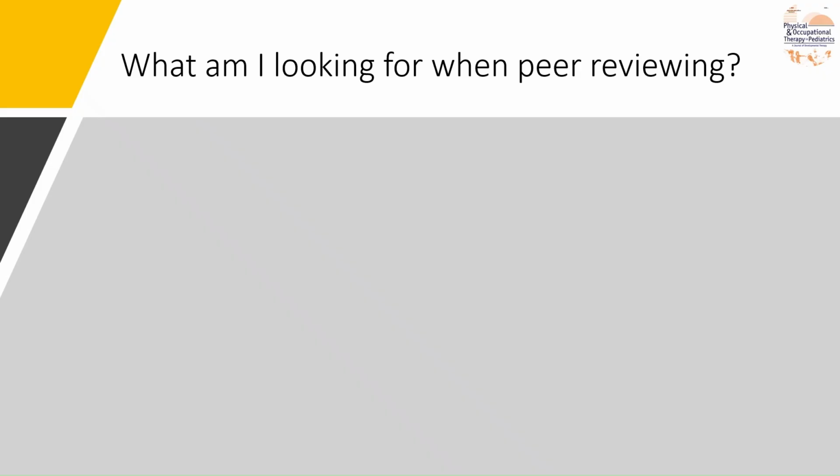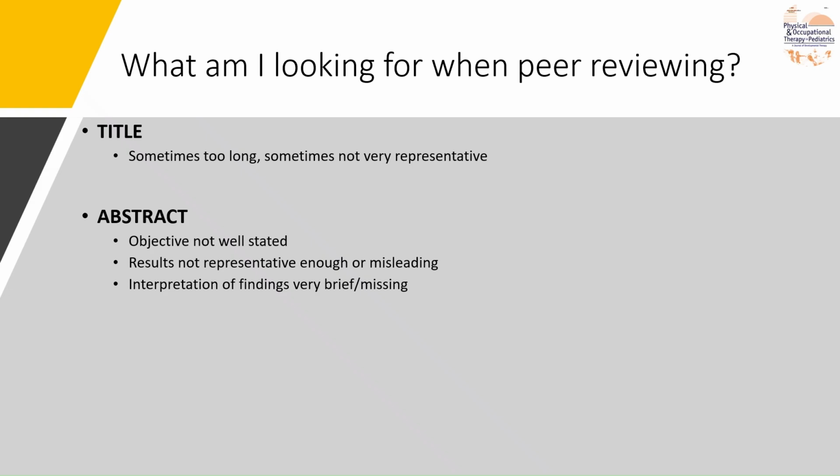Now let's dive into the specific sections of a manuscript and what I look for in each. The title should be concise, accurate, and representative of the study content. Many titles are either too long or too vague and not representative of what was actually done, and it could be misleading. Then I look at the abstract. This is the first thing most readers will see, so I assess whether the objectives are clearly stated, whether the results reflect the main findings, and whether the interpretation is present and also appropriate.